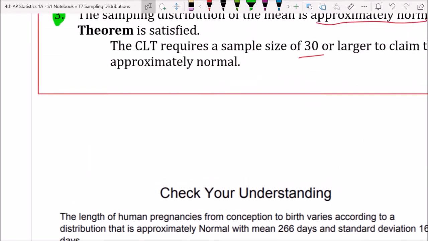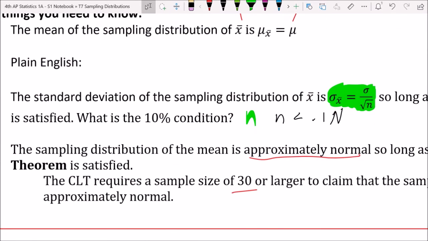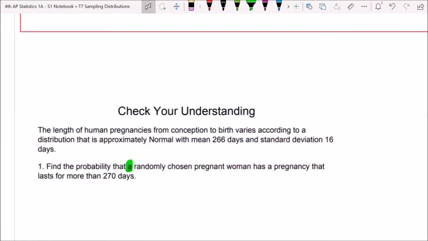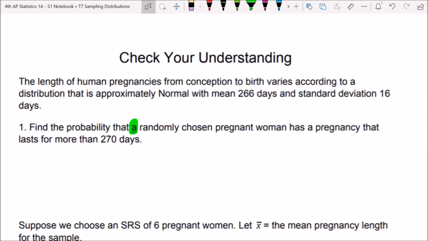Okay, so up here, what we just learned is how to calculate the standard deviation of the sampling distribution of x bar. But this only happens when you're sampling with a sample size that's more than 1. And that's why you have that condition down here for the 10% condition. But this is just choosing one woman. And so we already know the standard deviation of that. That's 16 days.